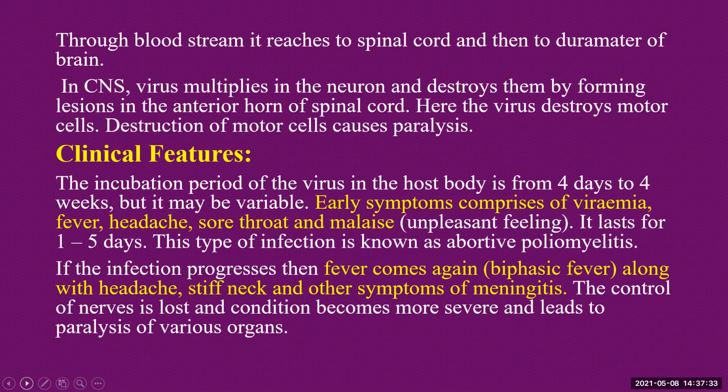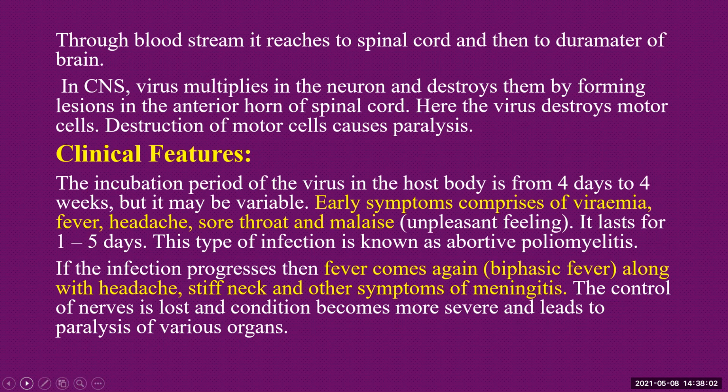What are the clinical features of poliomyelitis? The incubation period of the virus in the host body is 4 days to 4 weeks, but it may vary. Early symptoms comprise viremia. After viremia, there is fever, headache, sore throat, and malaise. This may last for 1 to 5 days. This type of infection is also known as abortive poliomyelitis because it may not end up with polio.